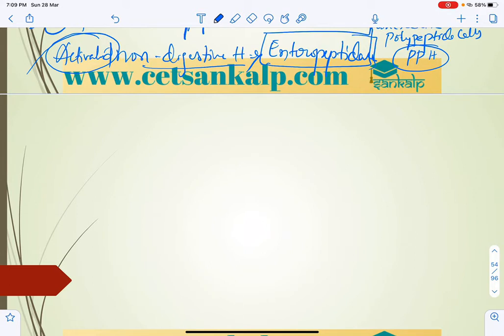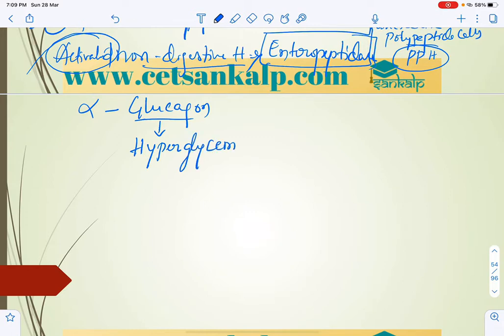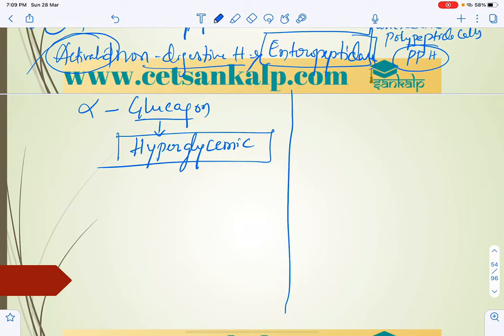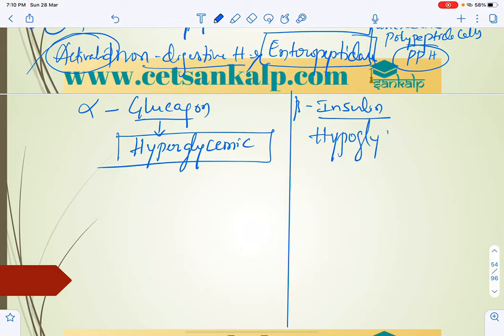So let us take alpha, beta, and delta cells. Alpha cells play a major role and produce glucagon. I've already mentioned that glucagon acts as a hyperglycemic hormone, so make a note of this. Whereas insulin, which is produced by beta cells, is called a hypoglycemic hormone.